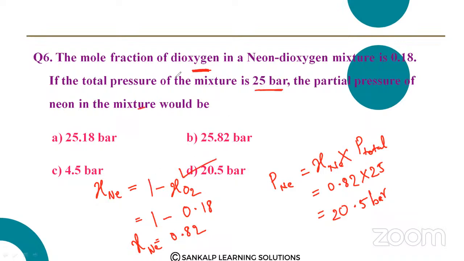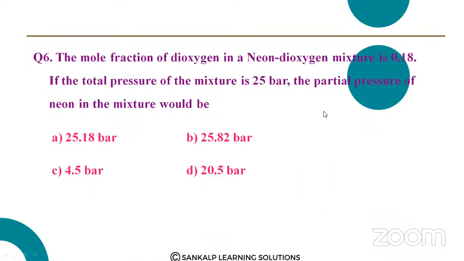So what is given here? Dioxygen is given, and the mixture is given. You have to calculate the mole fraction for neon first. The total pressure is also given, so you have to find the pressure of the neon, that is psi Ne into P total. This is the way you have to find the partial pressure for this problem.